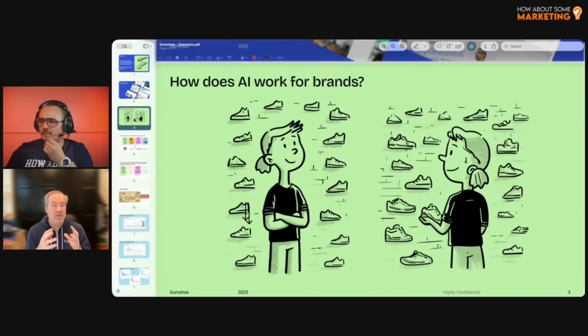And one of the things that we think about AI is the best analogy is you walk into a shoe store, and we've all walked into that shoe store. And what do they have? They have a wall of shoes behind them, and there's a salesperson in front. When you walk into the shoe store, they ask you, "Hey, how can I help you?"